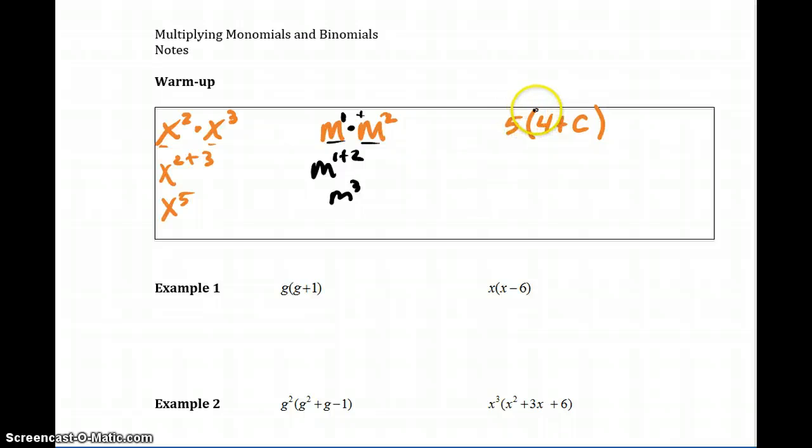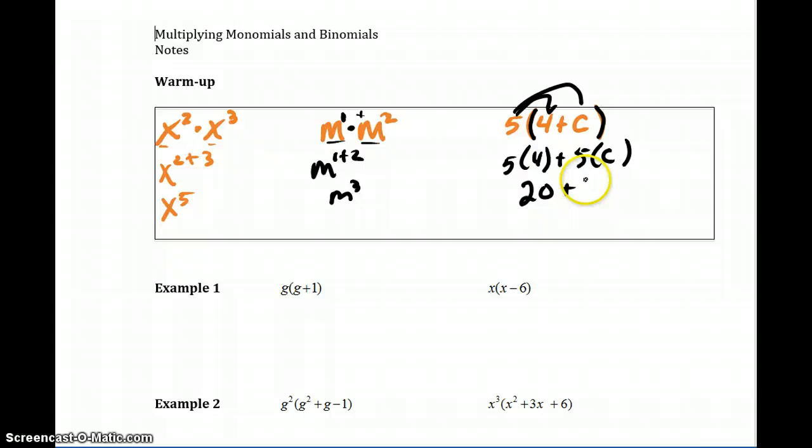The distributive property says if we're multiplying this 5 by the entire parenthesis, we have to distribute it to everything inside. So we're going to have 5 times 4. We're going to bring this sign down. The plus is going to come down. And then we're going to have 5 times c. So 5 times 4 is 20. And 5 times c is 5c. And that would be our final solution on that problem.